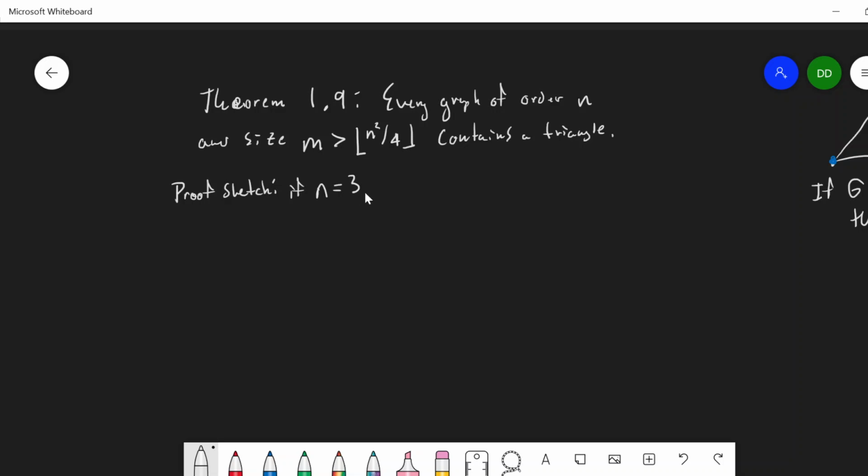So if n equals 3, then what's my number here? The floor of n squared over 4 would be 9 over 4, that's 2.25, so that's 2. And so m would have to be greater than 2. Since the order is 3, the most edges I can have in the graph, the complete graph, would be 3. So in this case, m is 3. There's only one graph that satisfies this, namely the complete graph of order 3, which is itself a triangle and therefore contains a triangle, right? This is a subgraph of itself, and so it does contain a triangle.